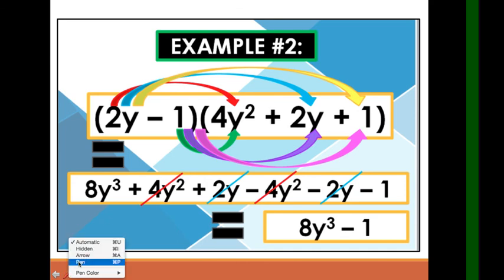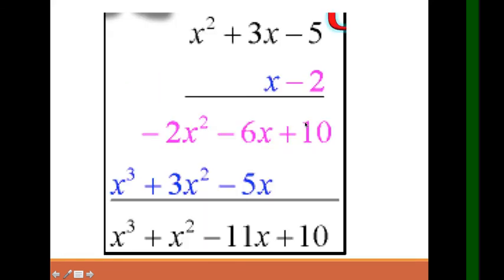Now, for the addition, we cancel this because 4y squared and negative 4y squared have the same literal coefficient, so we can add them and the result is 0. 2y minus 2y is also 0. So what remains is y cubed and negative 1. So this is our final answer for this particular example.